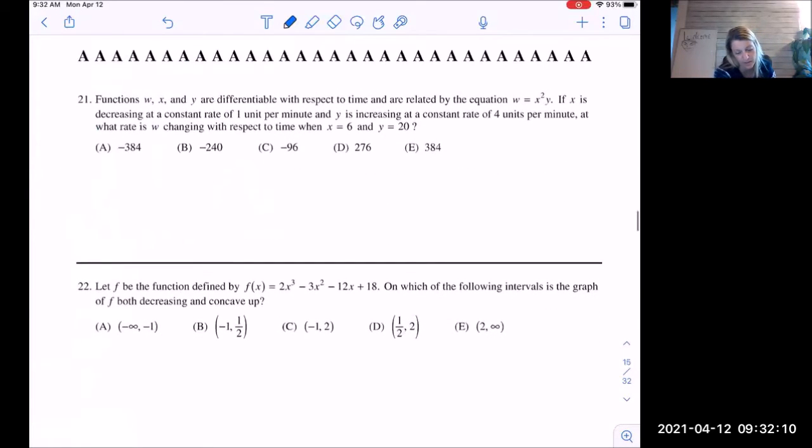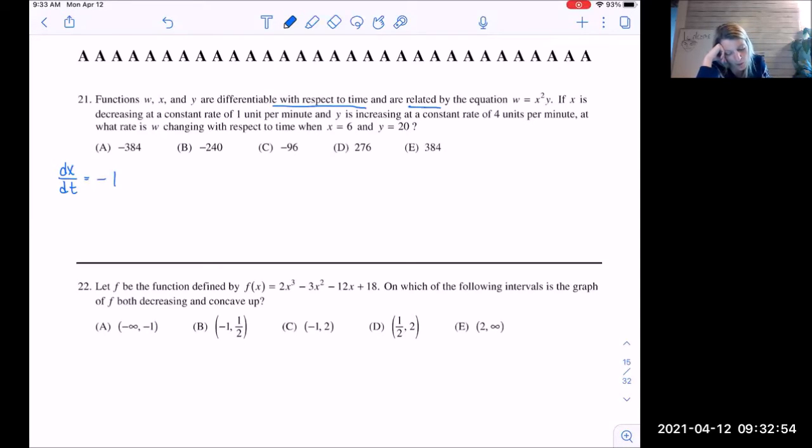21. I'm going to say this is a related rates problem that I haven't done, so let's see how I do. Ready? All right, functions w, x, and y are differentiable with respect to time. Reading that gave me my clue, are related by, those are the words I saw that I was like, oh, related rates. Okay. If x is decreasing at a constant rate of 1 unit per minute, that means dx/dt is -1.